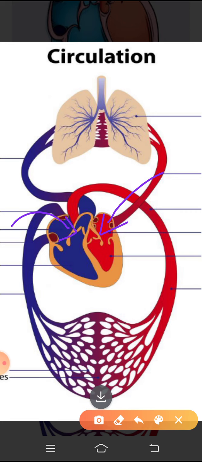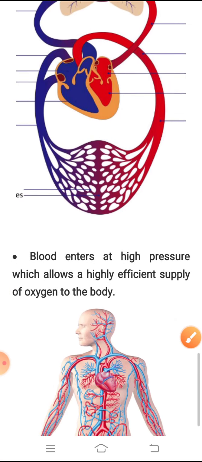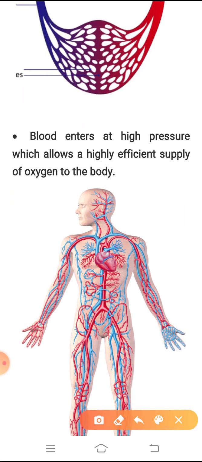Okay? Hope you understood. So what is the advantage of double circulation or the separation of oxygenated and deoxygenated blood? Because of the separation of this oxygenated and deoxygenated blood, the blood allows the highly efficient supply of oxygen to the energy needs of some animals like human beings, birds or mammals. Okay? So now, as I told you, the blood enters at high pressure and this allows the highly efficient supply of oxygen to the body of the animals.